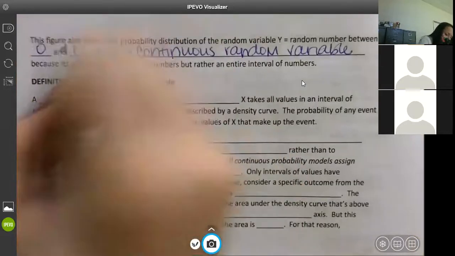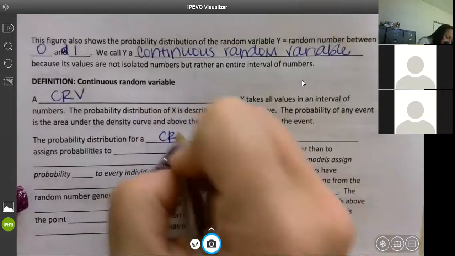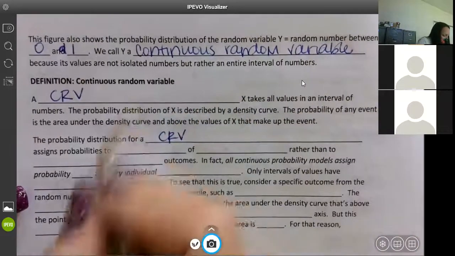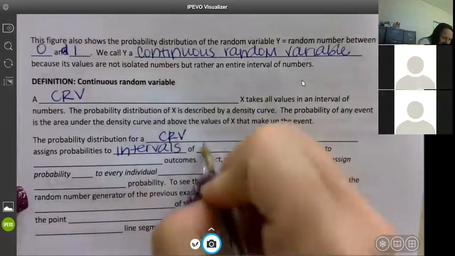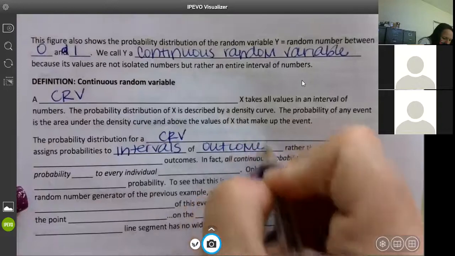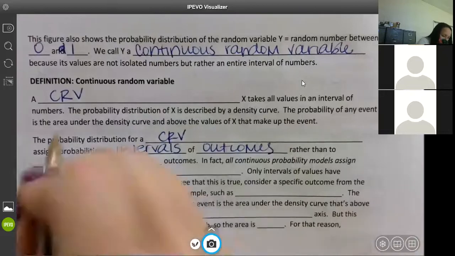So what is it again? A continuous random variable X takes all values in an interval of numbers. The probability distribution of X is described by a density curve. The probability of any event is the area under the density curve and above the values of X that make up the event. So that's what we just did. The probability distribution for a CRV assigns probabilities to intervals of outcomes, rather than to individual outcomes.